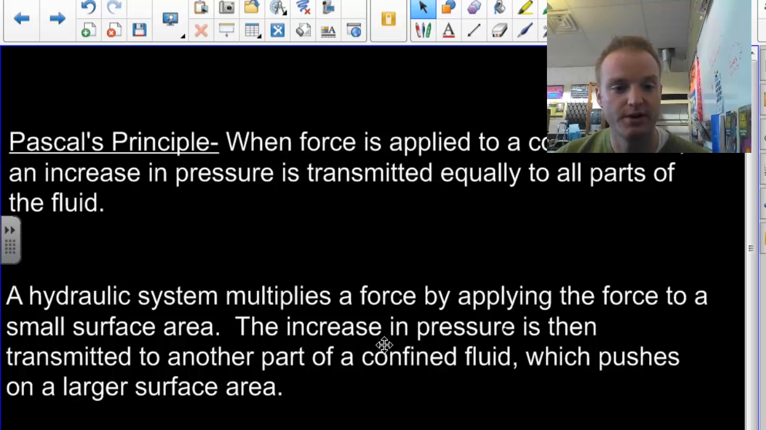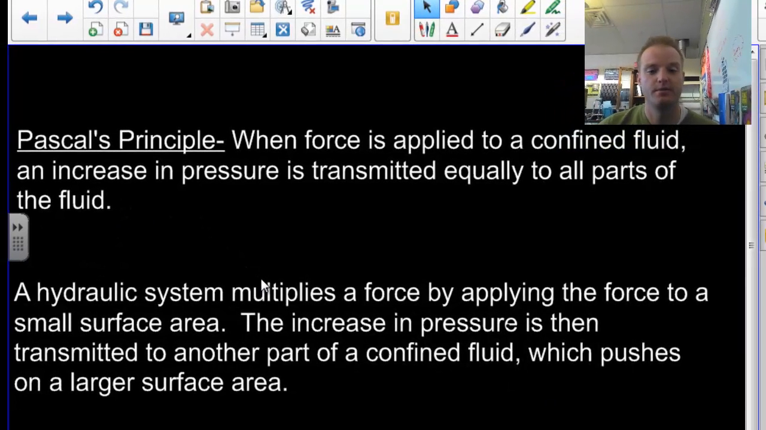So, getting started here, guys. The idea of Pascal's principle. Pascal's principle says, simply, when a force is applied to a confined fluid, an increase in pressure is transmitted equally to all parts of the fluid. Okay, what does that mean? It's actually a really simple demonstration I'm going to do. There's going to be a screen in a second that'll kind of explain the pressure on a water bottle and how that changes. So when you get that, you'll be able to see the video and watch what happens there.